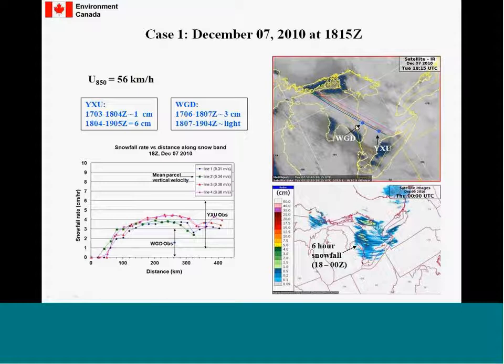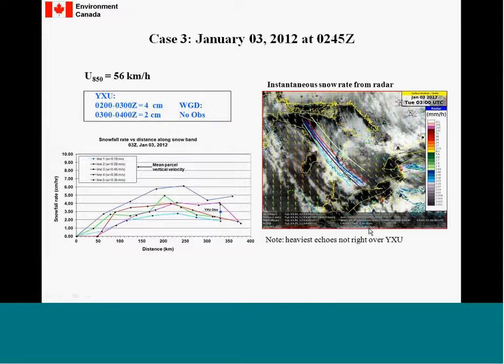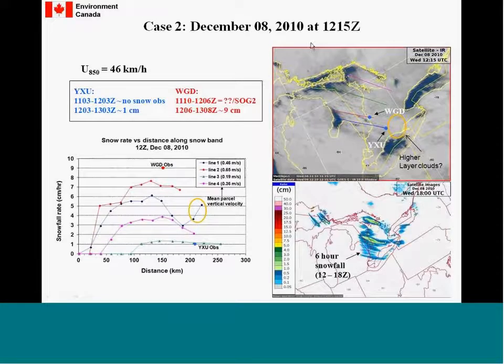And again I use snow bands, focusing on the blue line again, which passes through WGD and YXU. And below is the 6-hour amount. Oh, this one. I get confused. This is the next one. The case is on December 8, 2010 at 12:15 Z. So I draw 4 snow bands and test the algorithm. The blue band passes through London, the one passing WGD, and the 6 hour snowfall is underestimated compared with what's happening, as indicated in this graph here.